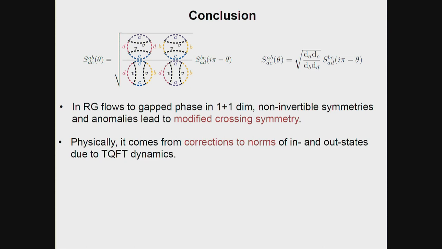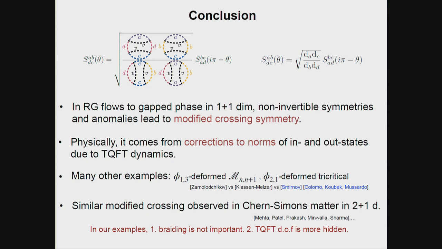And physically, it comes from corrections to the norm of in and out states due to topological quantum field theory dynamics, which govern the IR, the low energy. So today I only explained one particular example, but there are many other examples, for example, for higher minimal models, and also some other deformations of the tricritical Ising model. Actually, for this model, there was an interesting history, because in the literature there are three mutually disagreeing proposals about what the S matrix of this theory is, and our argument supports the conjecture made by these authors.